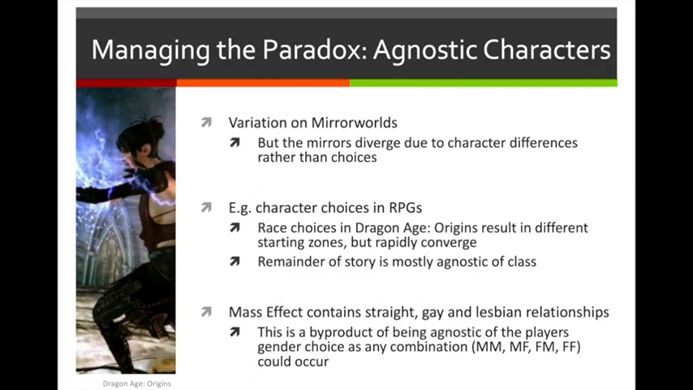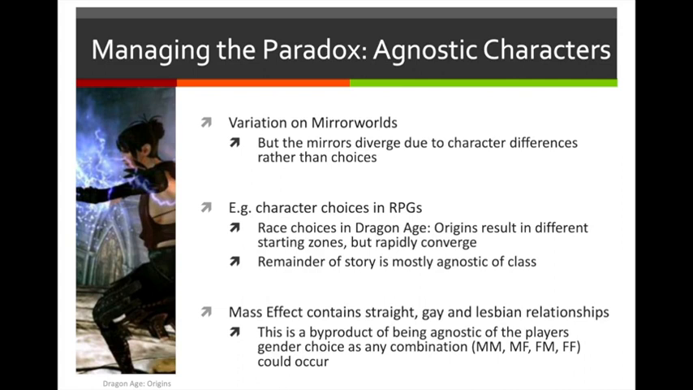You can also use agnostic characters, a kind of variation on mirror worlds, but the world differs just according to minor character differences rather than choices. This happens a lot in RPGs, where you can choose your character, but actually your choice of character has almost no impact on the story. Dragon Age Origins made a big deal about the fact that you have a different starting zone and a different initial story, but 4 or 5 hours into the game, you converge, and the rest of the game is kind of agnostic of your class and choices.